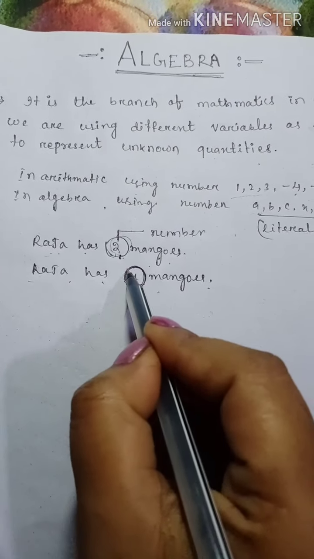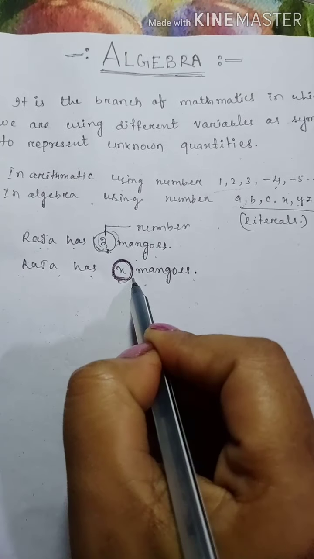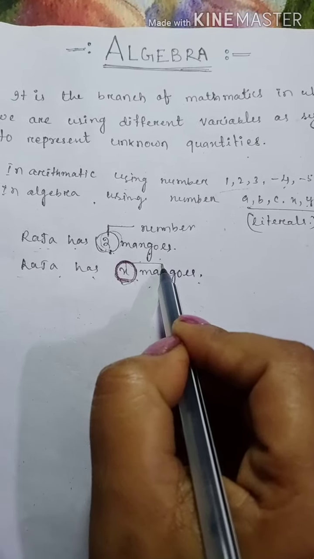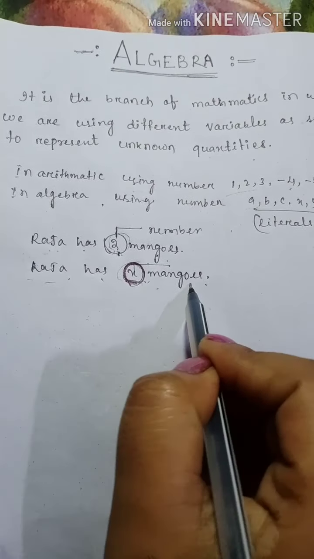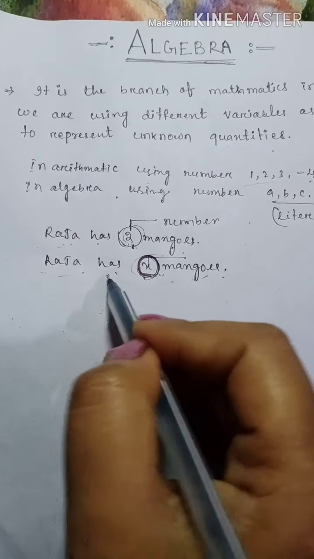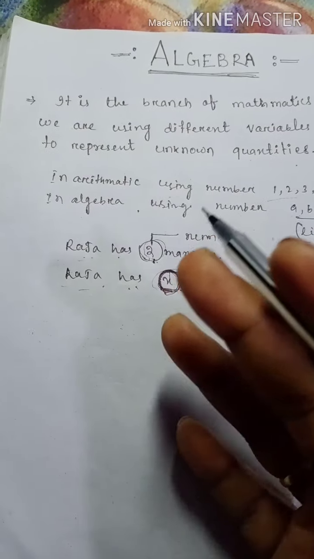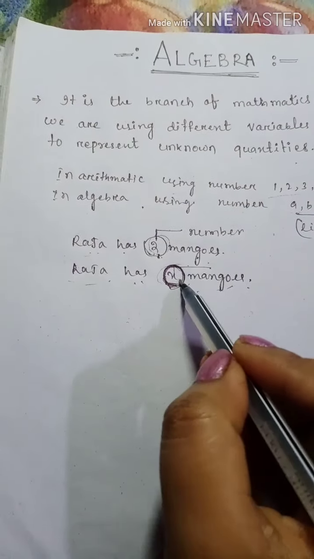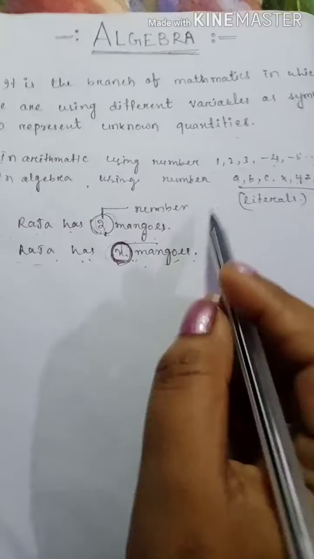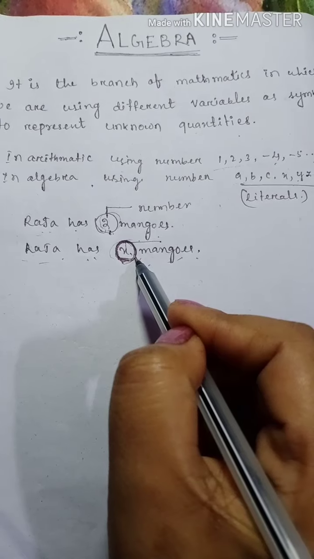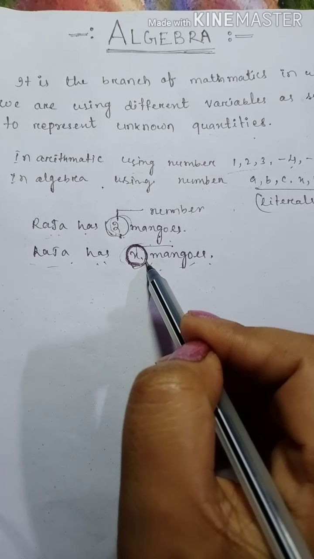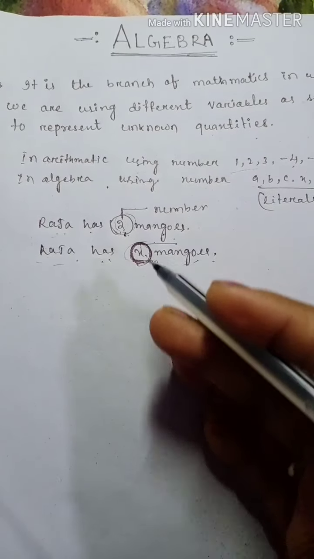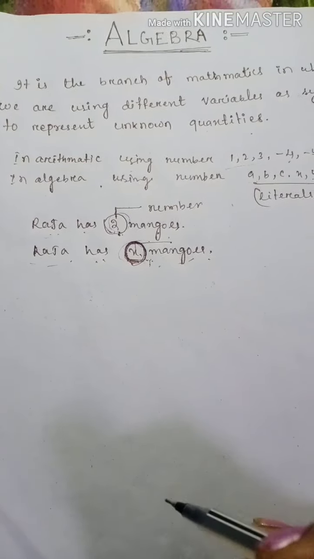So I represent the unknown quantity of mangoes in the form of a symbol, that is X. It is an algebraic expression. In algebra we can represent some number or quantity by using different variables, different alphabets as a symbol, because they are unknown quantities, and by using these symbols it becomes easy for us to calculate thereafter.